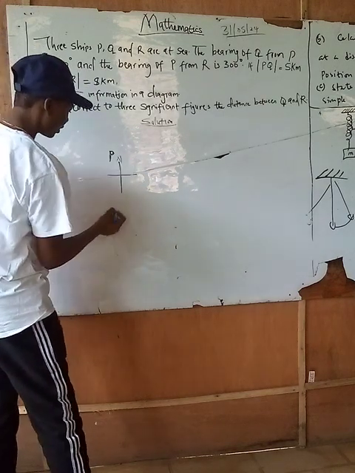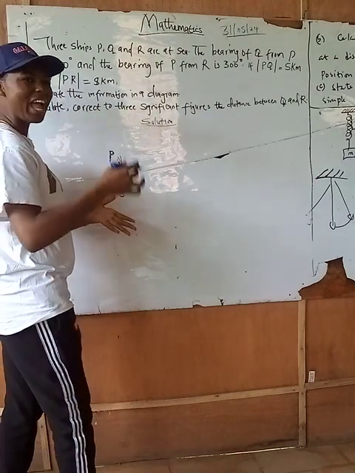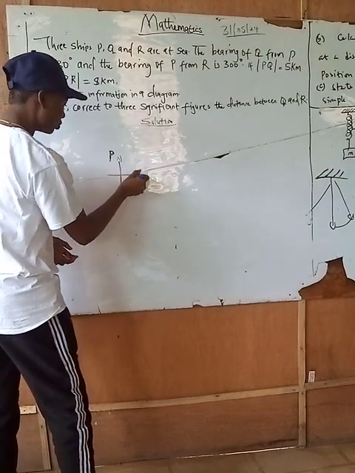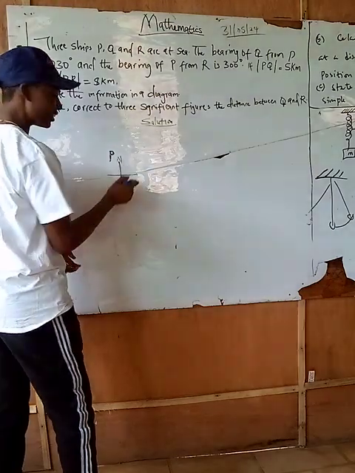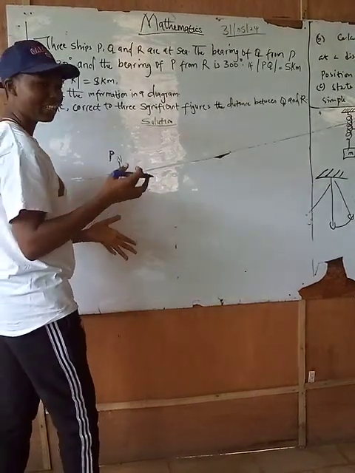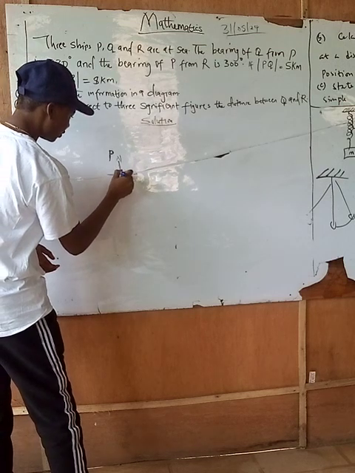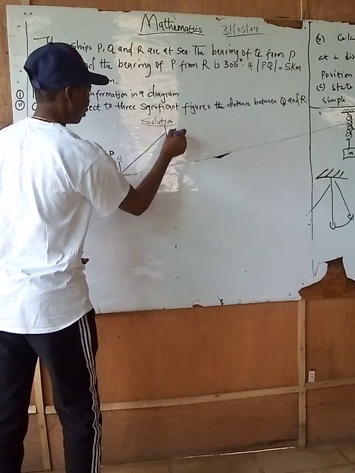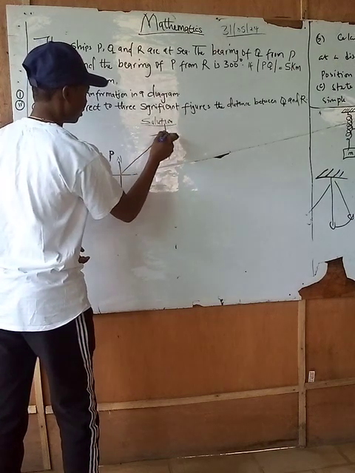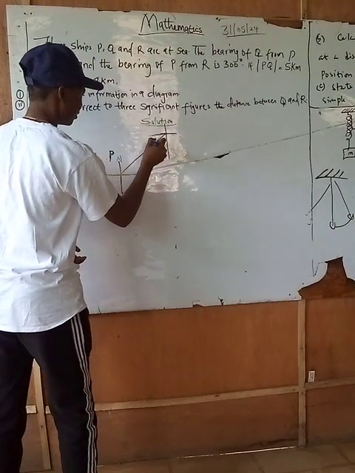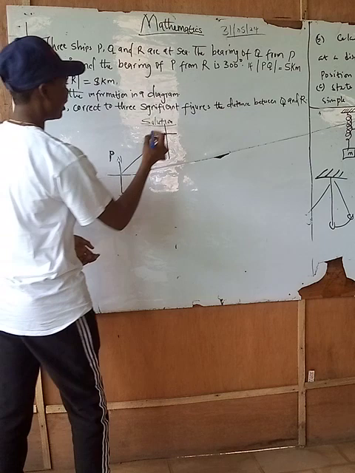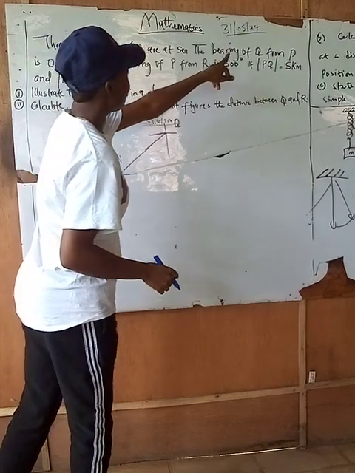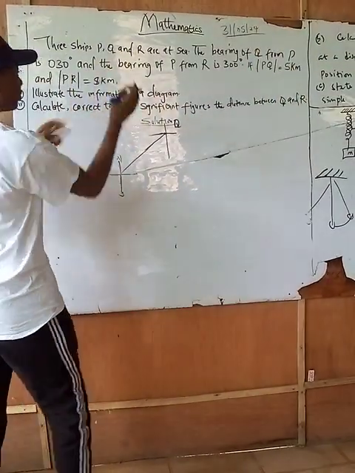This is our north, this is our south. But we don't know where exactly 30 degrees is. So let us say we know that from this point to this point is 90. But because we don't know where exactly our 30 degrees is, let us say our 30 degrees falls somewhere here. Then your cardinal point. Yes, Q. Now this is our Q, because it said the bearing of Q from P. For you to get the bearing of Q, you must start from P.